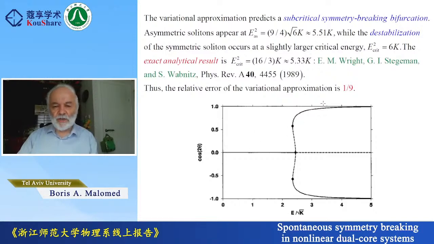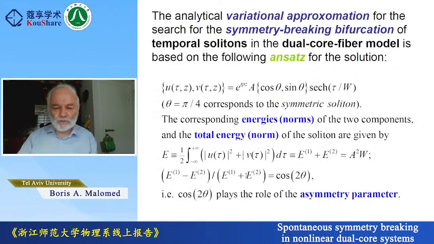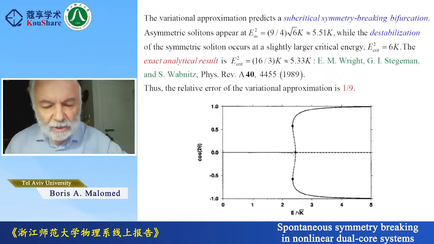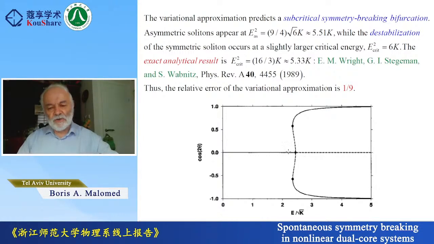So just a minute ago I said cosine of 2 theta is a measure of the asymmetry. Now, for the values of energy between 0 and this critical value, we have the continuous line of the asymmetry equal to 0. So here we have obvious symmetric solutions, obvious symmetric solitons, and they are completely stable. Now, at this critical point, the spontaneous symmetry breaking bifurcation happens.